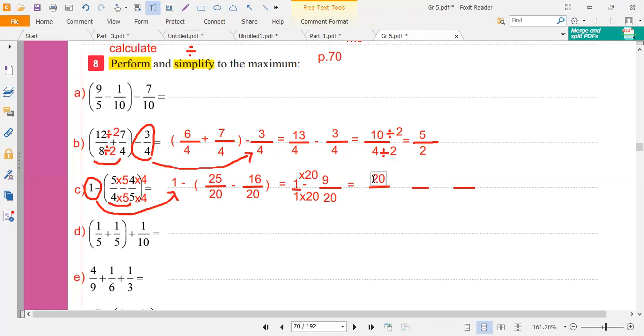1 times 20, 20 over 20 minus 9/20. Now they have the same denominator, so we keep the denominator and we subtract the numerators. 20 minus 9 equals 11. After we get the answer, we have to see if we can simplify. We have 11/20. Can we simplify by 2? No. By 3? No. By 4? No. By 5? No. So we cannot simplify this fraction.